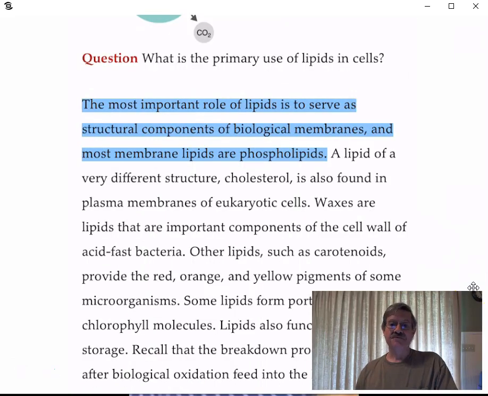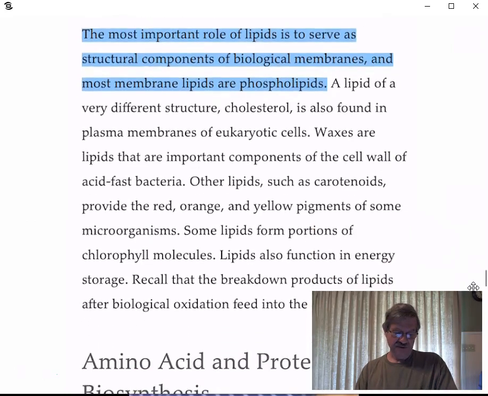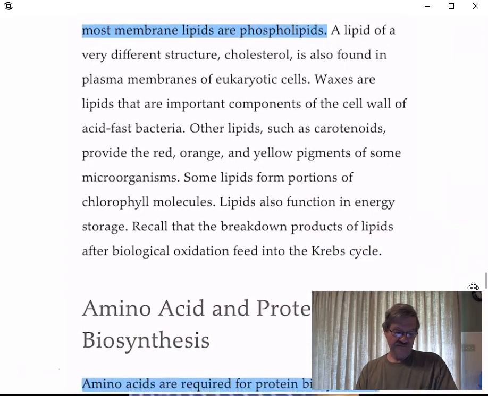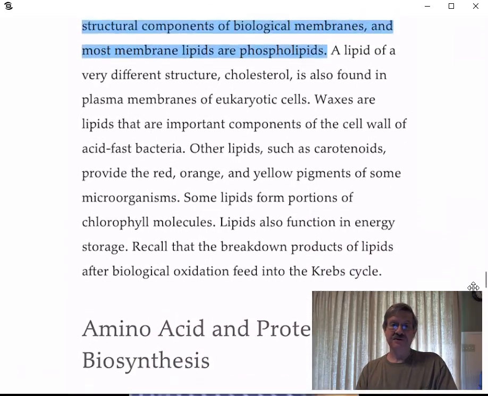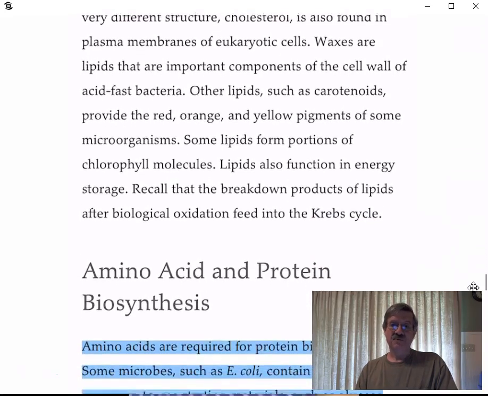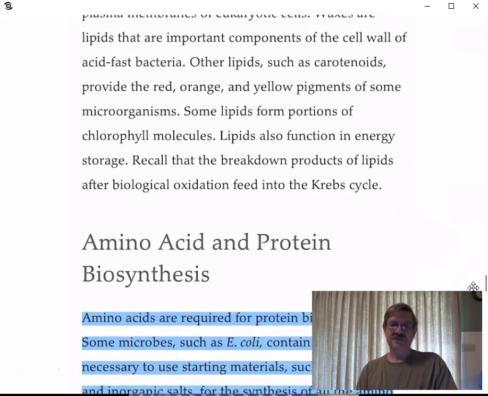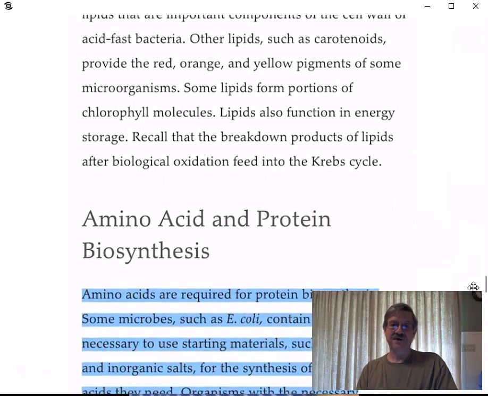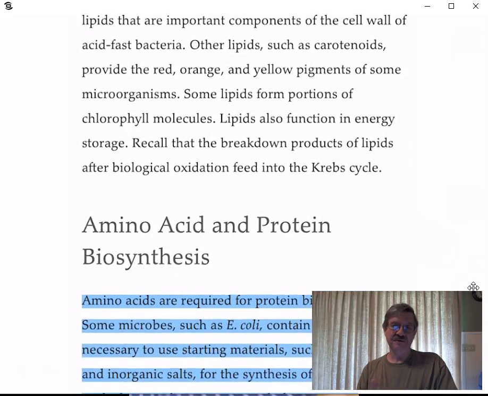Most of the lipids are going to wind up as these phospholipids, which are going to serve as cell membranes. Okay? So, things to keep in mind. And they talk about some other lipids there, like cholesterol and waxes and so forth. Waxes, that's a lipid that we find as a component in the acid-fast bacteria, such as the mycobacteria. Then also some of these different pigments, like the carotenoids and so forth, those are also lipids.